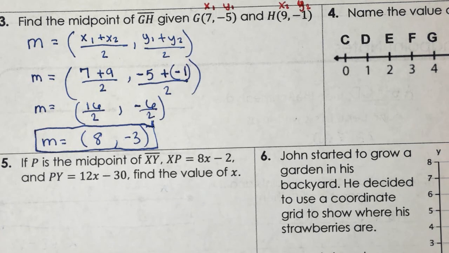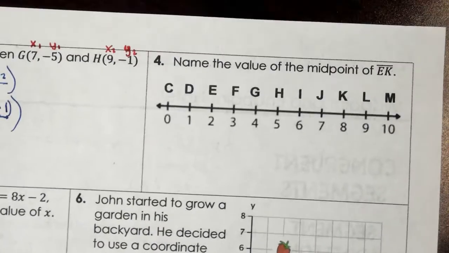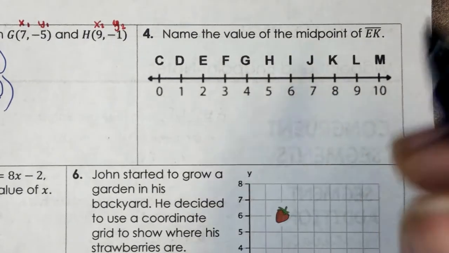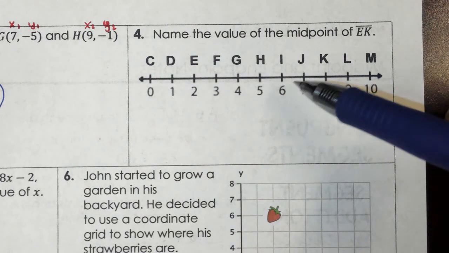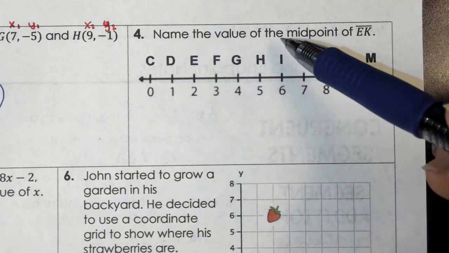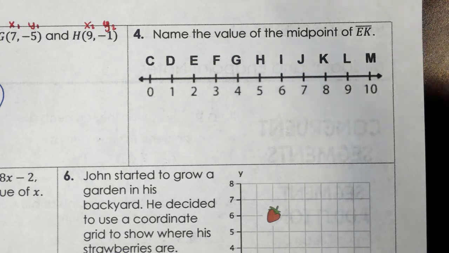So that's midpoint. The next problem to the left is a little bit easier. They're just showing you simple midpoint. On this one we could do counting, but there is a mathematical way to do this too. This one is just midpoint on a number line, which is easy. It says name the value of the midpoint of EK.